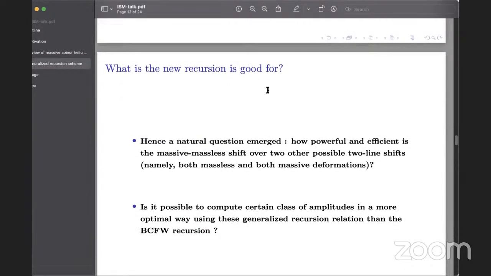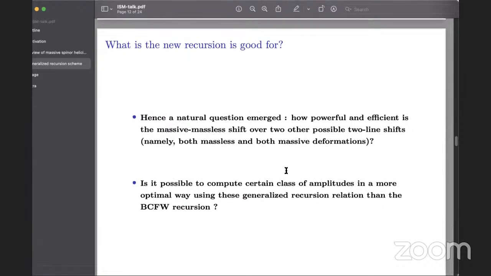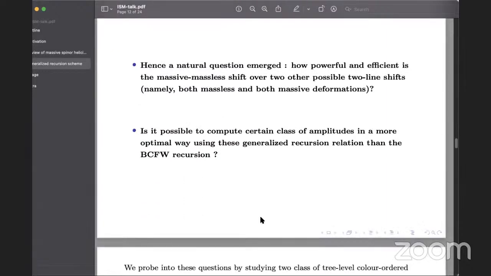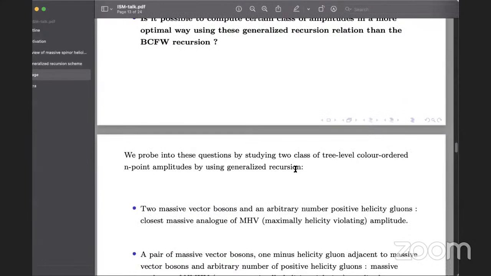So what is this new recursion good for? The natural question is how powerful and efficient this massive-massless shift is over the two other possible two-line shifts, namely both massless or both massive deformations. Another question is whether it is possible to compute a certain class of amplitudes in a more optimal way using this generalized recursion relation than the famous BCFW recursion. We probe these two questions by studying two classes of tree-level color-ordered n-particle amplitudes using the generalized recursion.